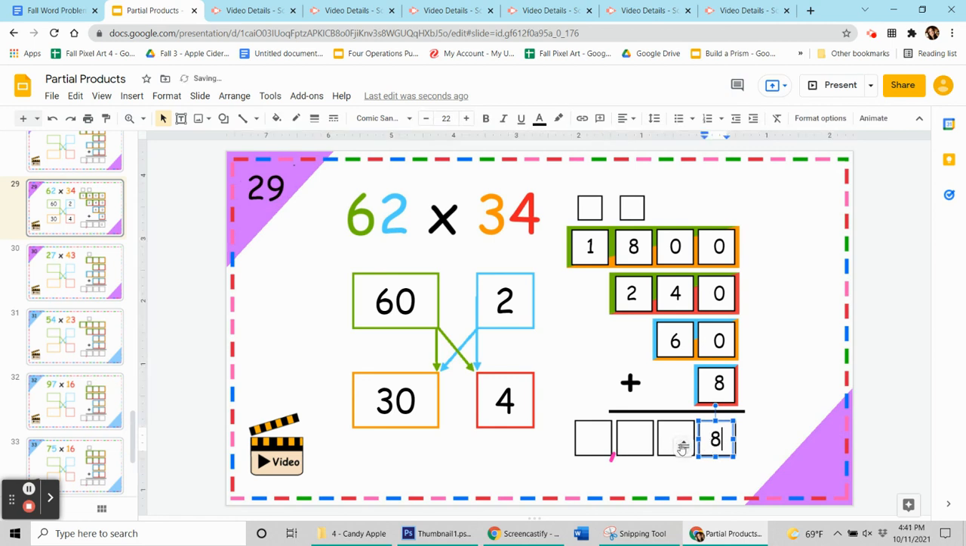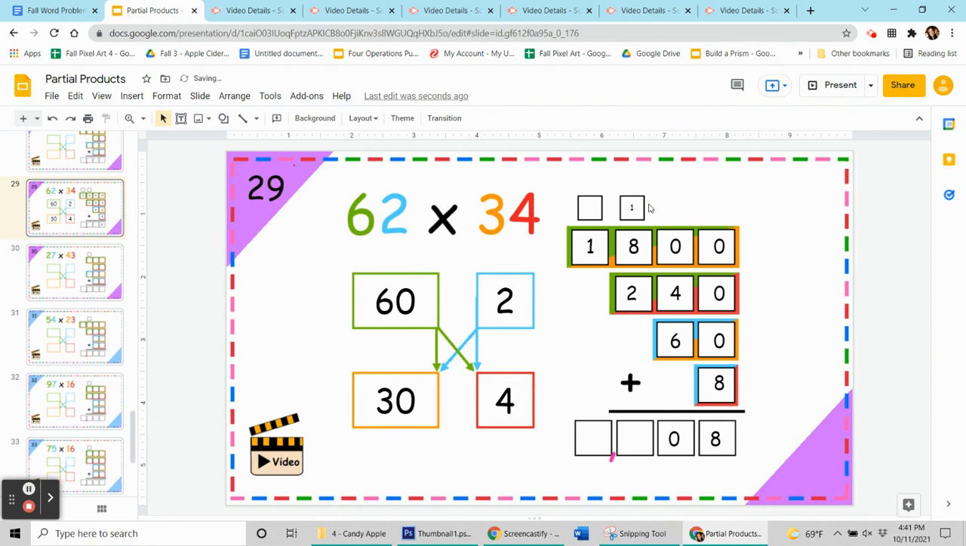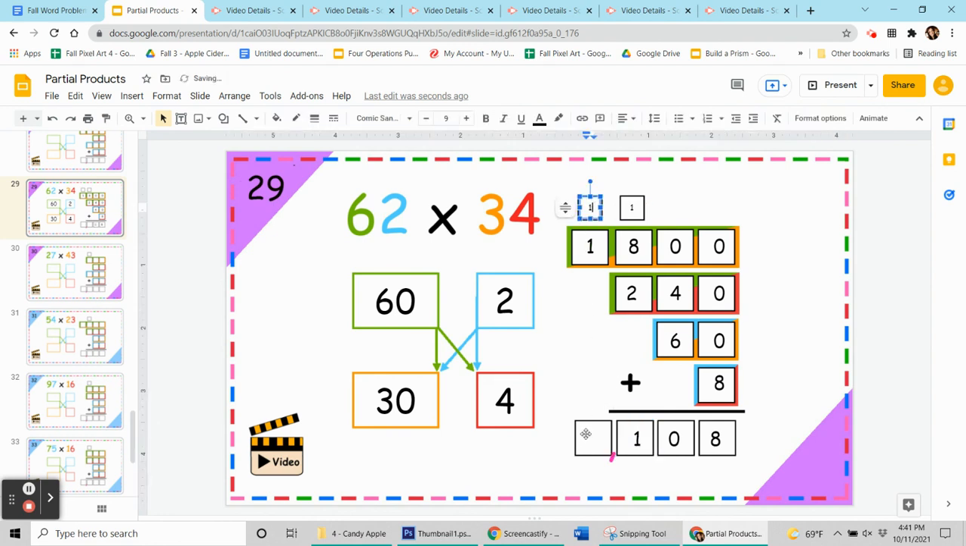Hold on a second. Sorry about that. There's our 8. Okay. 4 plus 6 is 10. We're going to carry the 1. 8 plus 2 is 10, plus that little 1 is 11. So we're going to carry the 1. And 1 plus 1 is 2. So we got 2,108.